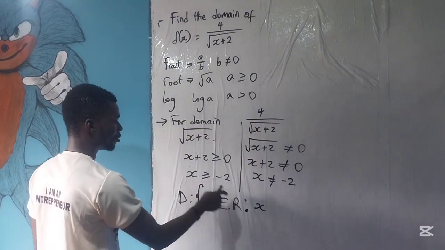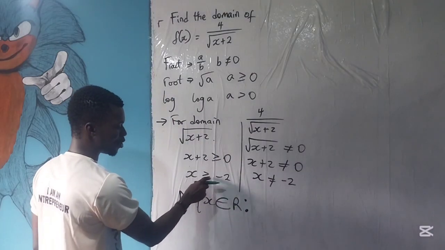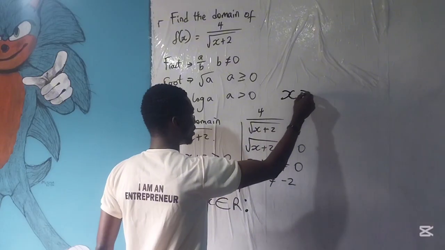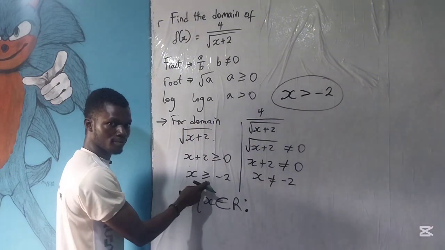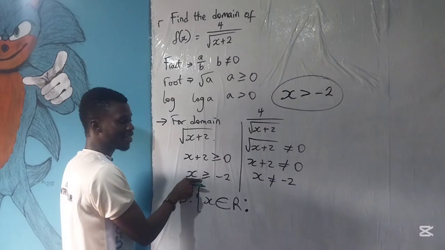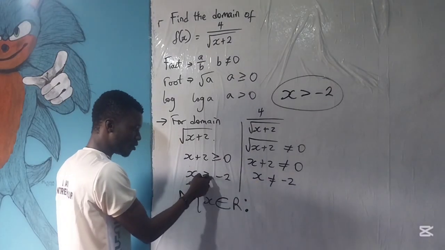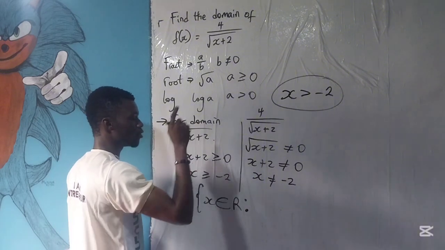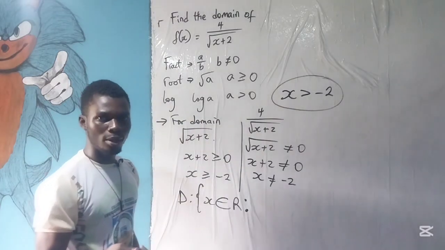So firstly, let's bring out the function. Now, x should be greater than or equal to minus 2. At the same time, x should not be minus 2. So in conclusion, that means x should be greater than minus 2. It should not be equal to minus 2, so we remove the equal to instead of greater than or equal to. So it is x greater than minus 2. So that's what we have for this domain.